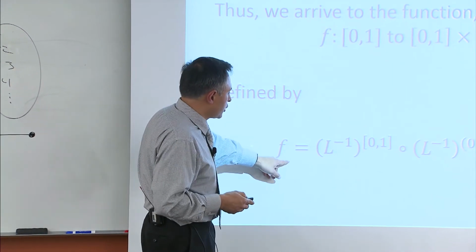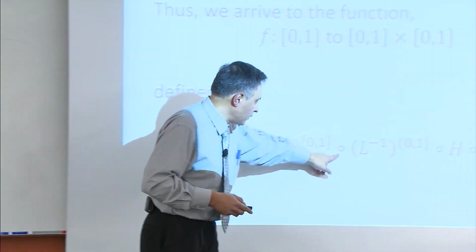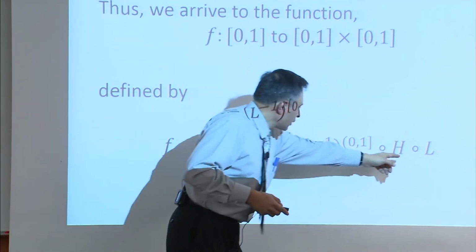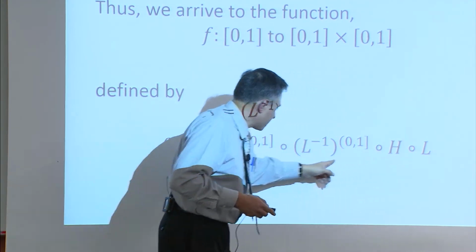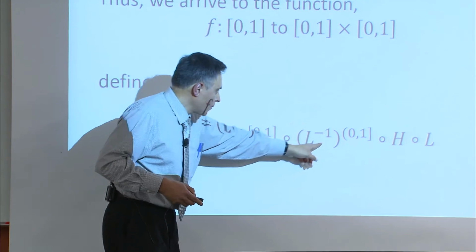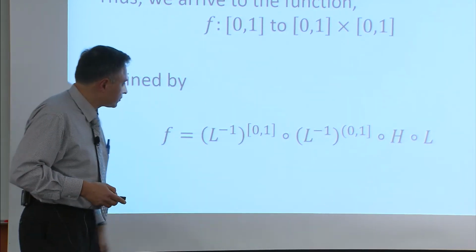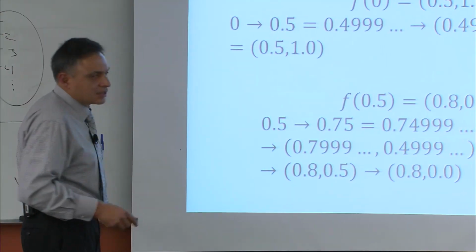Here's the actual notation. We take composition of functions, starting with L, because composition of functions starts with the right. L, use H, then use L inverse many times. L inverse many times plus 1, and we get the solution. But let's see some examples.